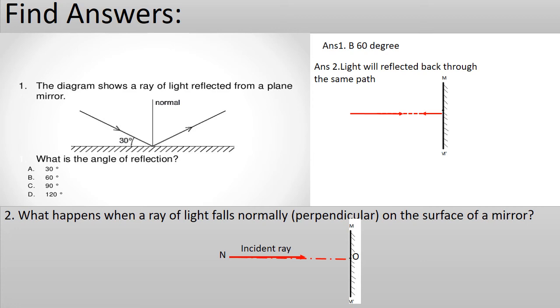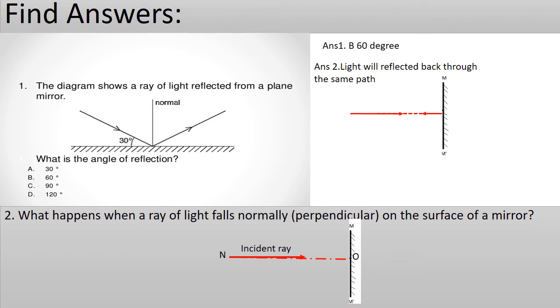The answers to the homework questions. The first question: the diagram shows a ray of light reflected from a plane mirror. You can see there that 30 degrees is the angle made by the incident ray with the plane mirror. You can find out that the angle of incidence there will be 60 degrees, because altogether that angle represents a right angle. Since the angle of incidence is 60, the angle of reflection will also be 60 degrees. So the correct option is option B.